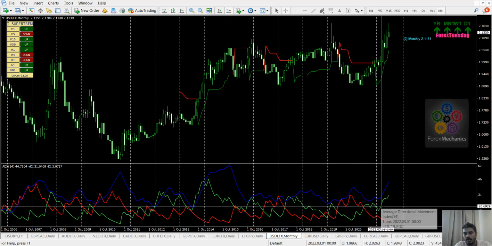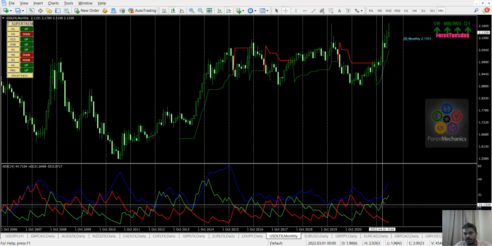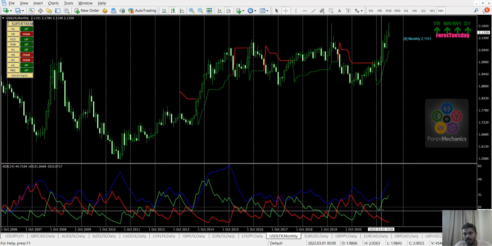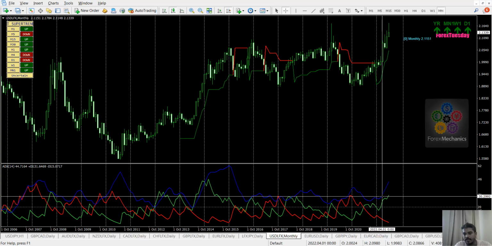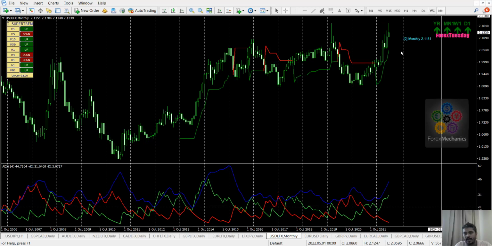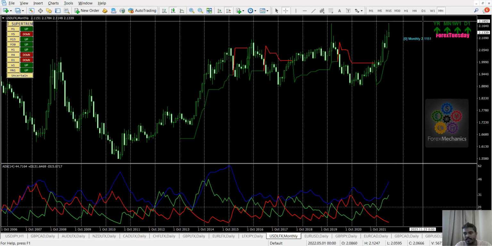starting the month of March or towards the end of Feb, you can see this green line crossing the 20 right here, and they were gradually going up, right? It's like a simultaneous move.